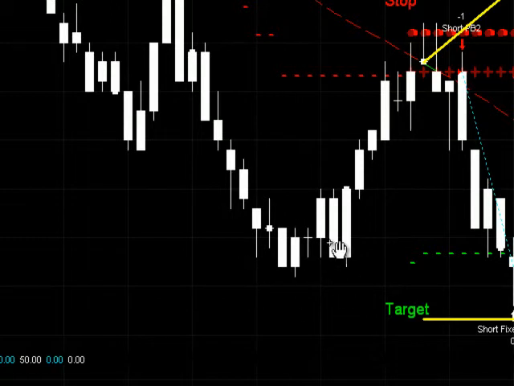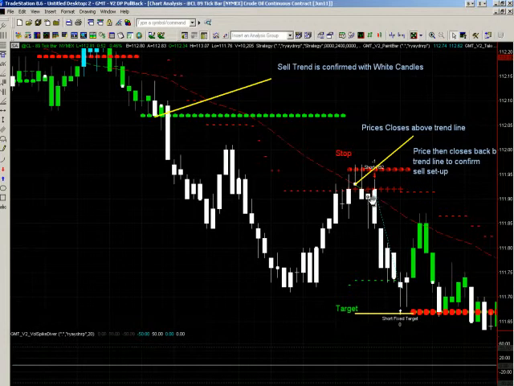The buyers come in, push the market back up, and you can see here that our trend line is confirming. We've got a nice red trend line there, and it's visually showing us that the sellers are still in control, even though we've got a rally against the short-term trend. But what you'll see here is that our candles close just above that trend line, confirming that we have a potential pullback setting up.